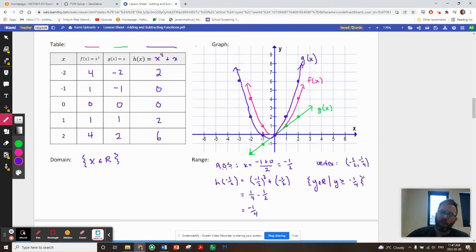So using the superposition principle is great for, say, graphing a function that's the sum or difference of two functions, but there still might be some work going into finding the domain and range.